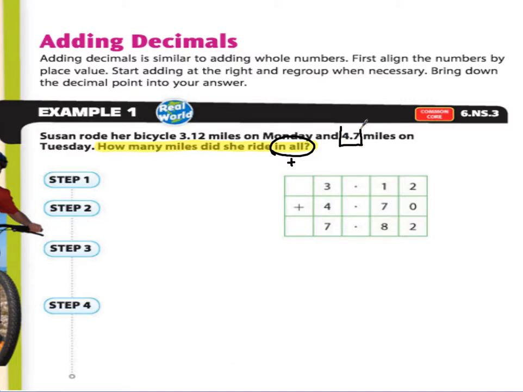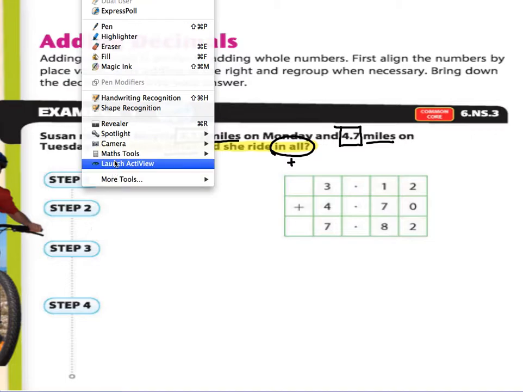And if I want to know how many miles she rode in all, because it's miles, I have to add up all of my miles. So the 3 1/1200 and the 4 7/10. My first step, and I'm going to use my handy dandy magic eraser here.